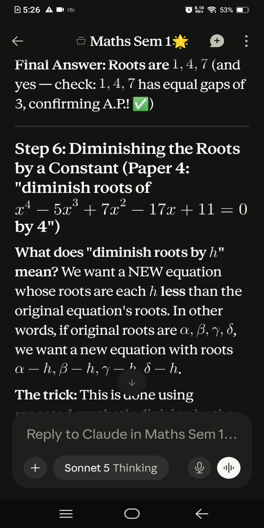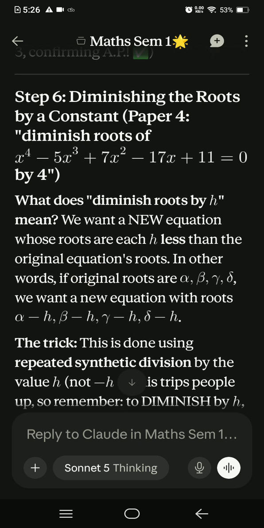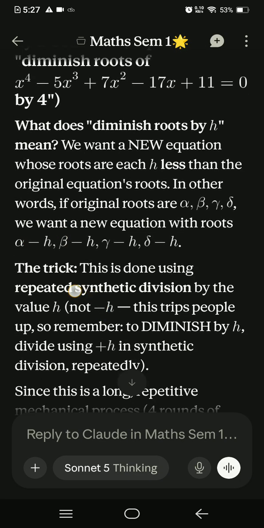Okay, so step 6, diminishing the roots by a constant. Diminish the roots of this by 4. What do you mean? Like subtract 4 from the roots? What does diminish roots by h mean? We want a new equation whose roots are each h less than the original equation's roots. In other words, if the original roots are alpha, beta, gamma, and delta, we want a new equation whose roots are alpha minus h, beta minus h, gamma minus h, and delta minus h.